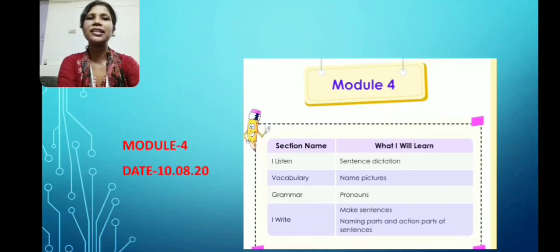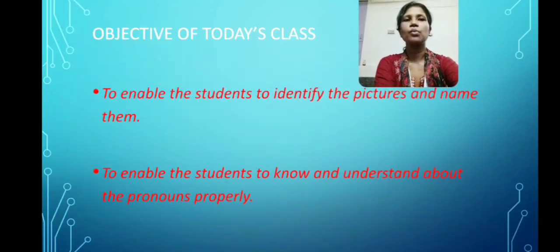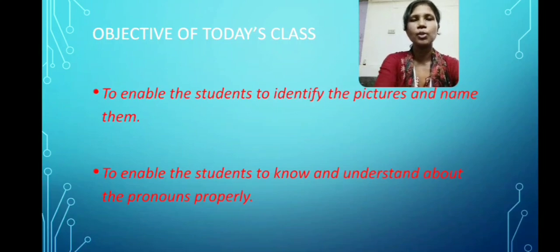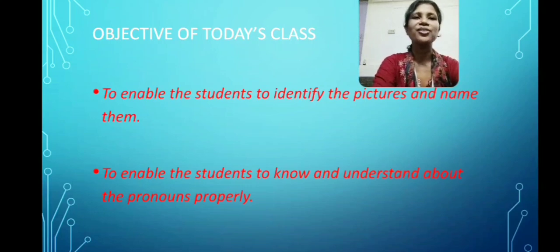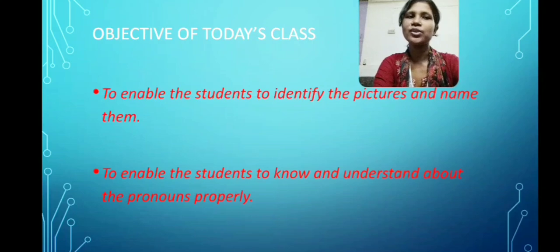My dear students, let us move forward to the next slide. Before that, let us quickly discuss the objective of today's class. What is the objective of today's class? Number 1, to enable the students to identify the pictures and name them. And to enable the students to know and understand about pronouns properly. This is all we are going to discuss in today's class. So let us move forward.